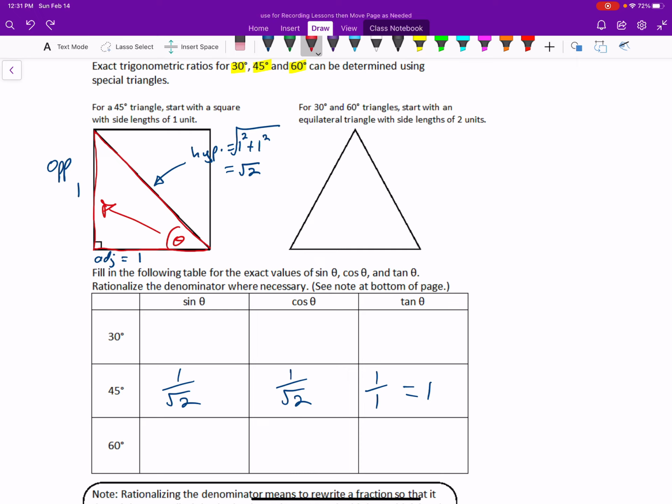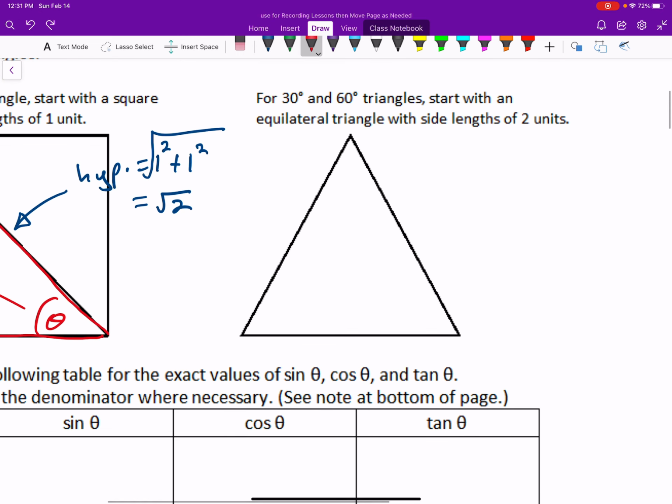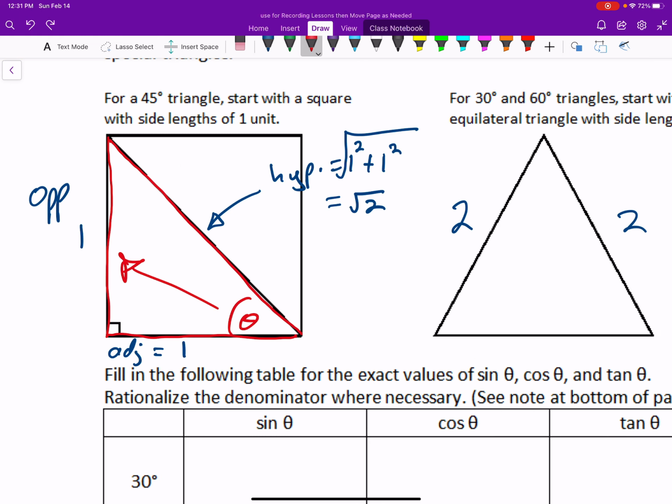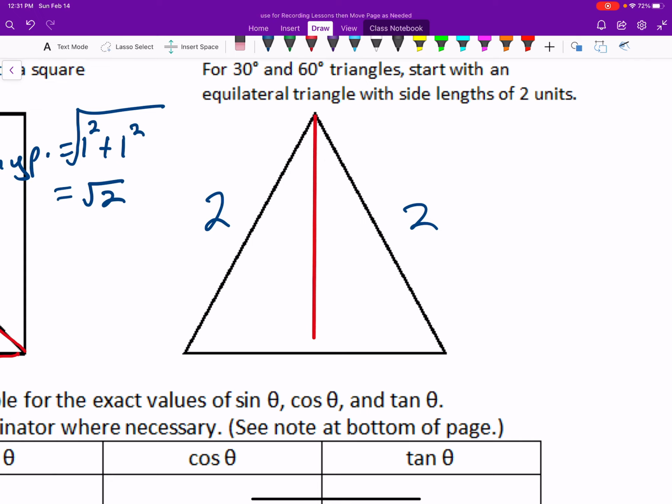So I want to develop some ratios like that for the 30 and 60 degree angles as well, because they're also special ones. So let's start in this case with an equilateral triangle that's got side lengths of 2 units. So this side length could be 2 units. That means this one's 2 and this one's 2 as well. But I'm going to probably erase that in a minute, because what I'm going to do is drop a straight line down from the vertex to make this into a right triangle and just focus on this part here.